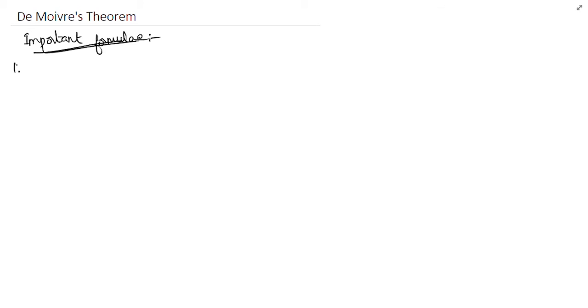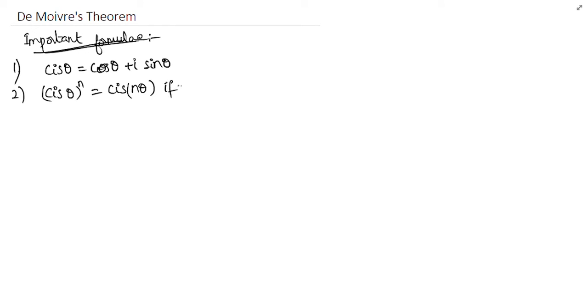So the first one, cis theta can be written as cos theta plus i sin theta. And one more thing, cis theta to the power n can be written as cis n theta, where n belongs to Z.